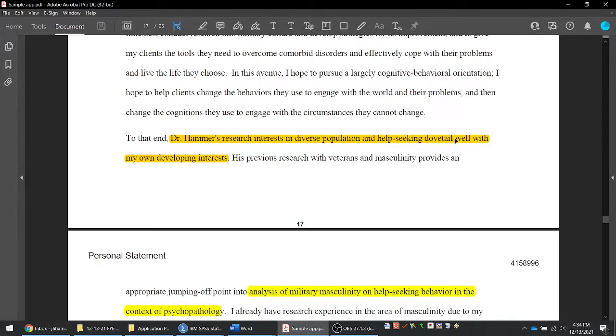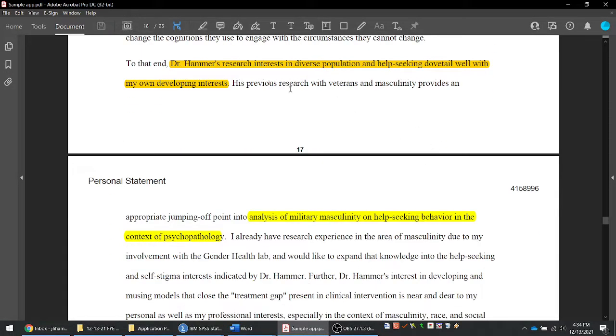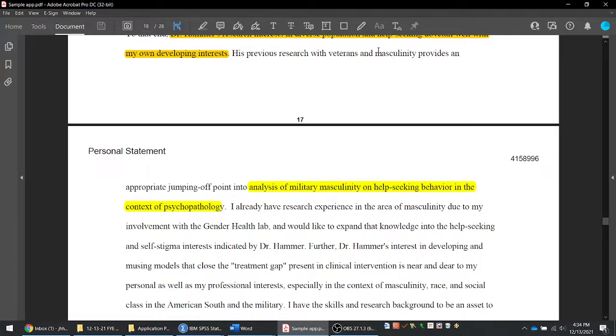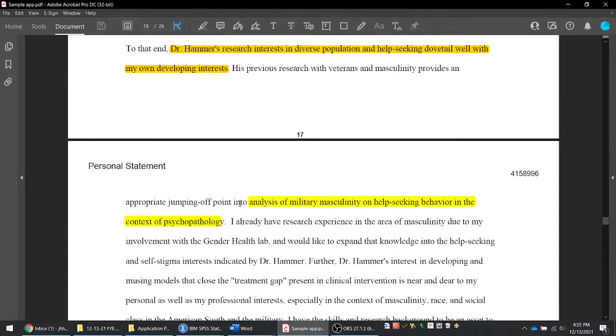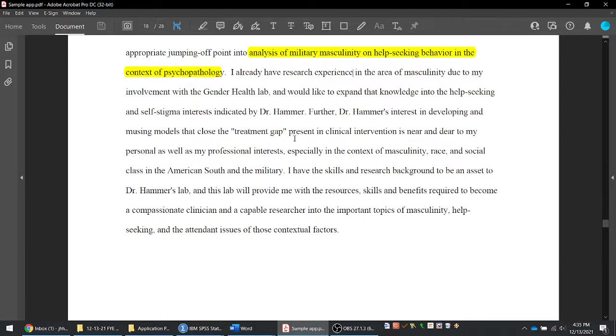To that end, research interests dovetail with my own. So here, she's been hinting at plenty in advance, which is great. And here she's really being direct about, here's how Dr. Hammer, the person I'm applying to, how his program of research matches with my interests. His previous research with veterans and masculinity. So she's showing me she knows about some of my stuff, which is good, right? Show the professor that you know some of what they've done, that you've read some of it. His previous research provides a jumping off point into analysis of military. So she's saying, like, I've seen his stuff and I can see how I can extend it with this unique twist, this military masculinity, right? Makes sense. That's usually a good framing. I already know due to my involvement and would like to expand that. And so this is what I would like to do.